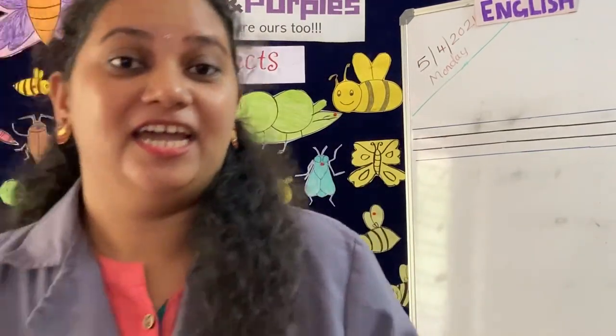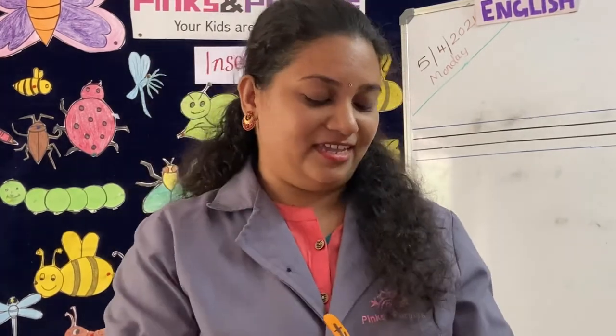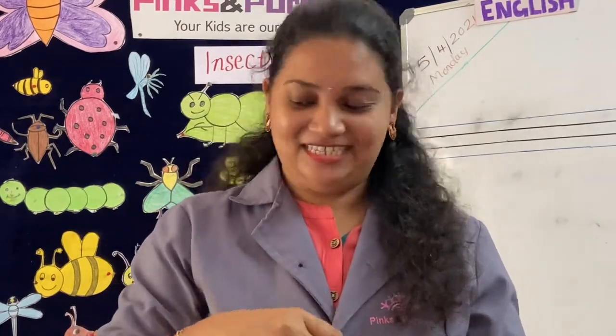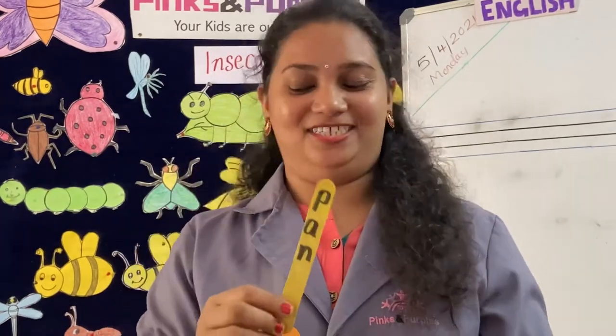Next is yellow. What is the color? Yes, this is the color. Yellow in color. Yellow color toy. Yellow color deck. And yellow color stick. This is the color yellow.